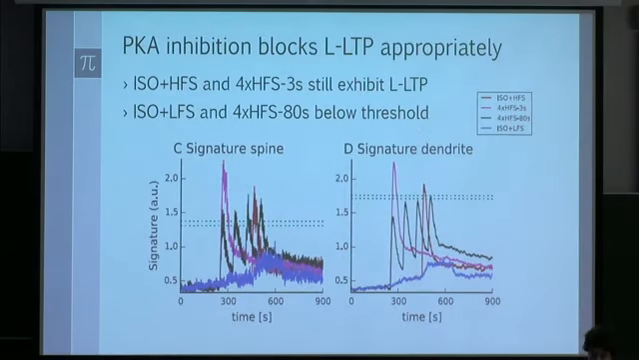Okay, so now we'll simulate the case of PKA inhibition. And again, the PKA inhibition blocks LTP for the appropriate paradigms. So again, here's the signature in the spine, the signature in the dendrite. The isoproterenol plus HFS is in red. Both signatures still cross the threshold as they should. 4 trains of high frequency stimulation for 3 seconds. Both signatures cross the threshold. Both of these paradigms are not blocked by PKA inhibitors, but these other 2 paradigms, indeed, their signature is below the threshold, one or the other.